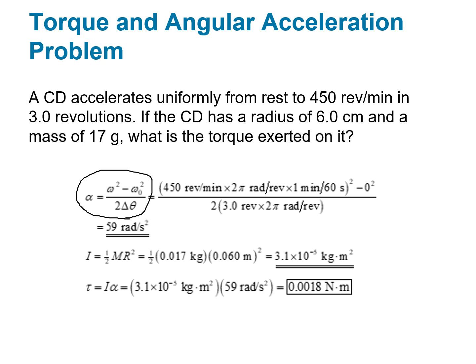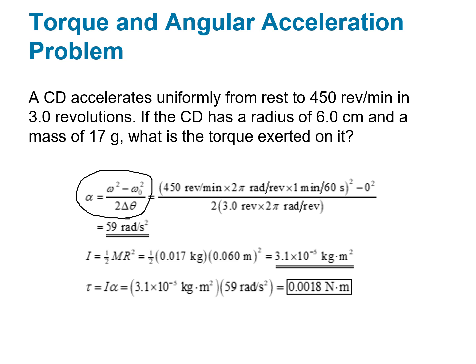My initial is from rest, so it's 0. And then the 3 revolutions, I have to change that into radians. So I took 3 times 2 pi. And I got 59 radians per second squared for my angular acceleration.